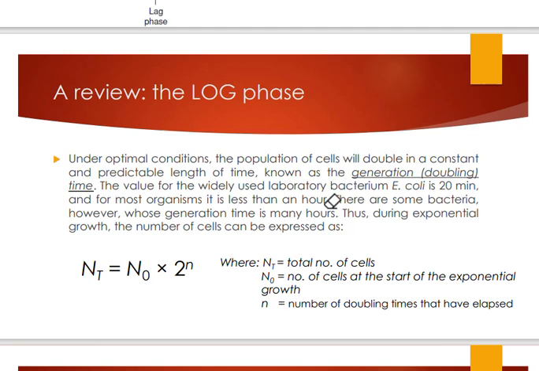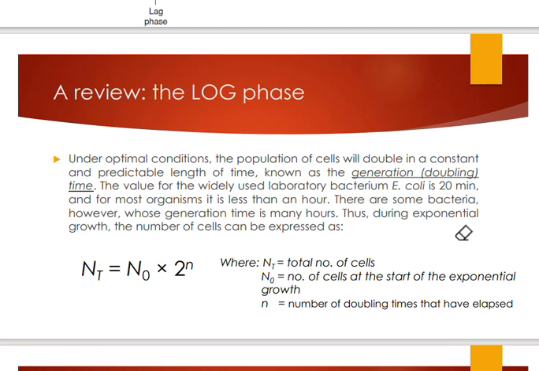So the value for a widely used laboratory bacterium, Escherichia coli, is 20 minutes. And for most organisms, it is less than an hour. There are some bacteria, however, whose generation time is many hours.